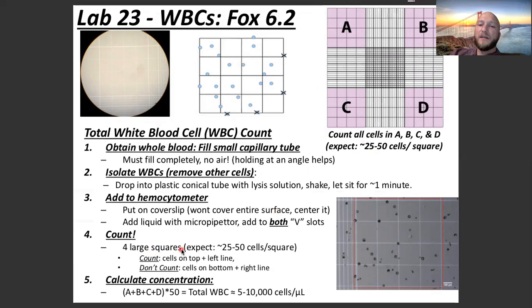If the cell is half on the top line or the left line, it counts as inside the square. If the cell is on the bottom line or the right line, it does not count as inside the square. Add up A, B, C, D, and times it by 50, and you should get your total white cell count. This is what it'll look like.